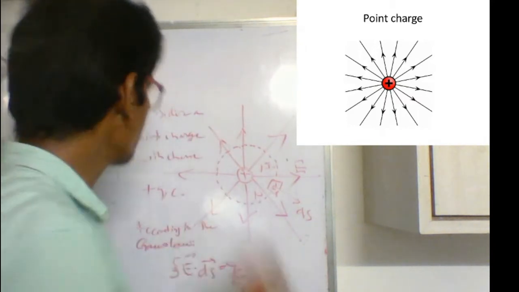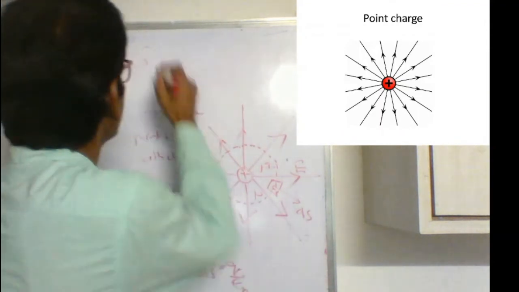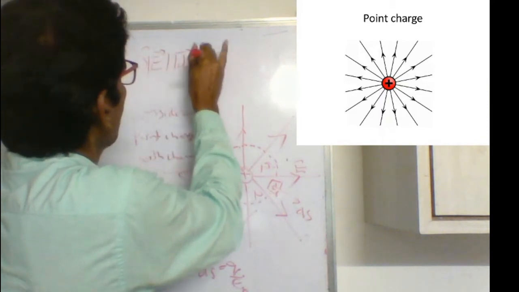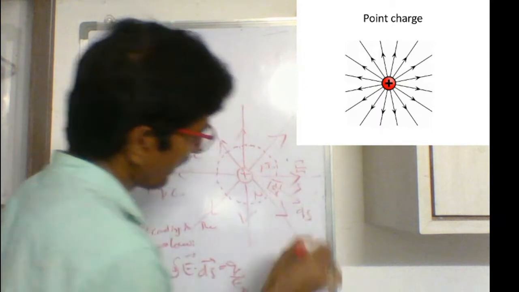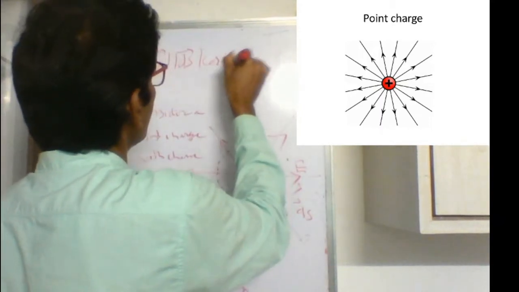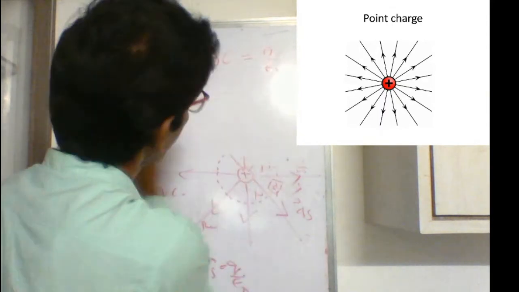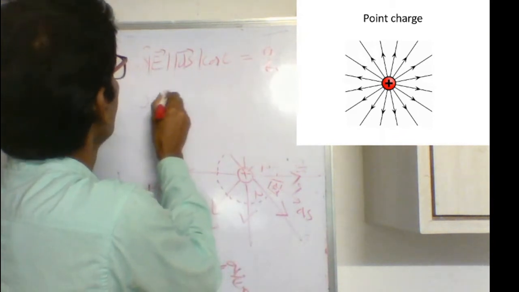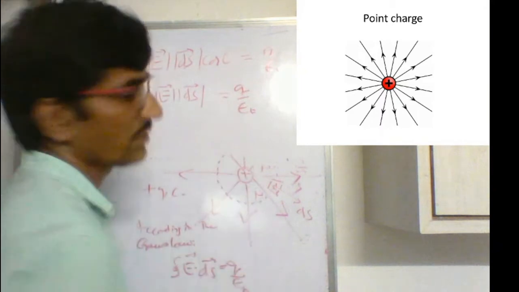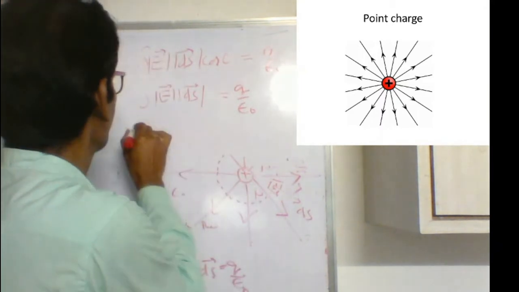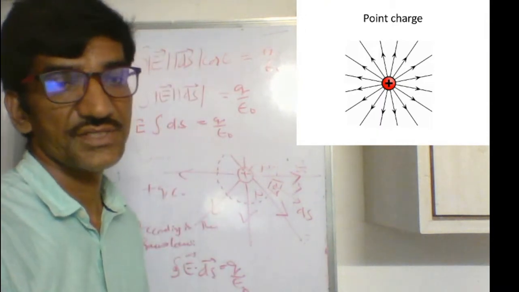Here I am expanding this E dot ds. So integral of mod E, mod ds, cos of the angle between E and ds. If you take another field line here, the angle between these two is 0. Cos 0 is equal to 1, so you just have integral E ds, is equal to q by epsilon naught. Since E is constant over the Gaussian surface, you take E outside and just write integral ds equal to q by epsilon naught. What is integral ds? Total surface area of the Gaussian surface.